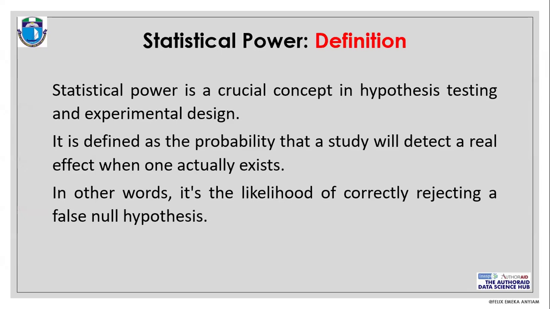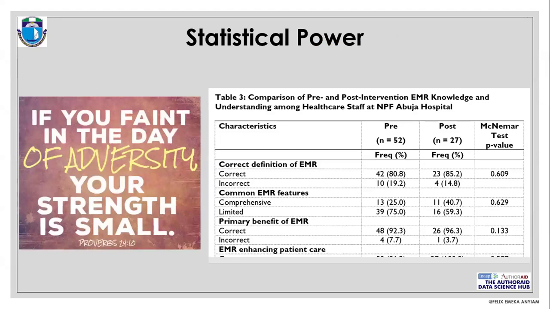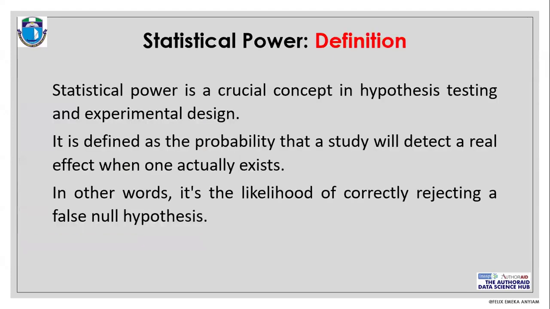So the definition: statistical power is a crucial concept in hypothesis testing and experimental design. Now you're clear on hypothesis testing. It is defined as the probability that a study will detect a real effect when one actually exists. So look at the example that I gave you, 25 and 40.7. That's a very good increase in knowledge, but it was not significant. It couldn't detect a real effect because the power is small. So it's the likelihood of correctly rejecting a false null hypothesis.